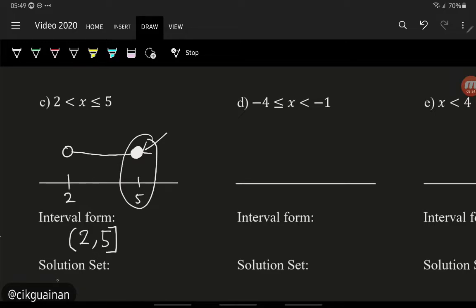So for the solution set, we are writing x such that x is greater than 2, less than or equal to 5.